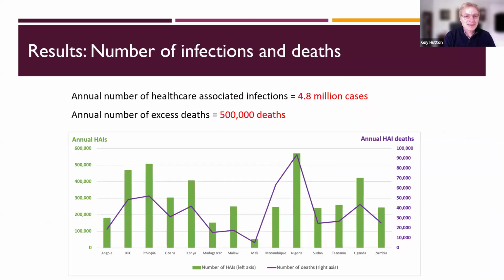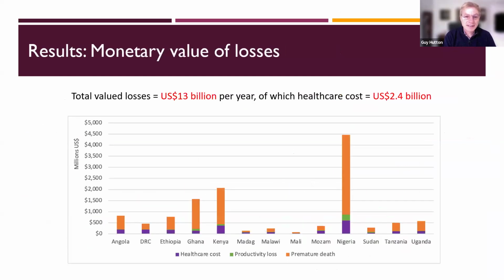So in terms of the results, this is the total number of HAIs estimated in the 14 countries, and on the right axis is the number of deaths. Around 500,000 deaths in these 14 countries are estimated, and around 10 times the number of infections. As you see, it's a very high case fatality rate. The total losses are around $13 billion per year, of which healthcare cost is around 2.4 billion. You can see Nigeria dominates because of the population size, also Kenya and Ghana having an important contribution.